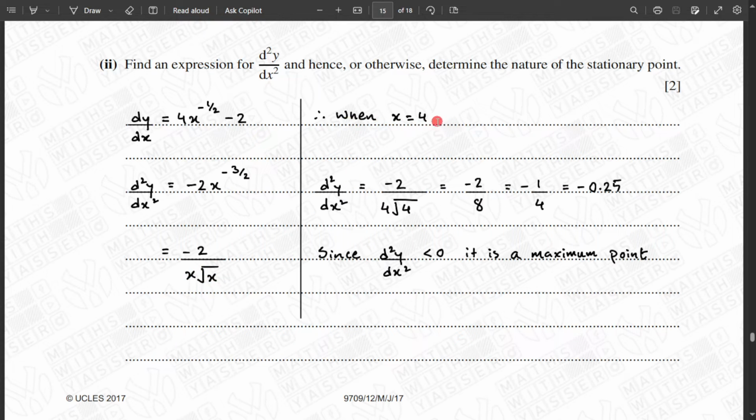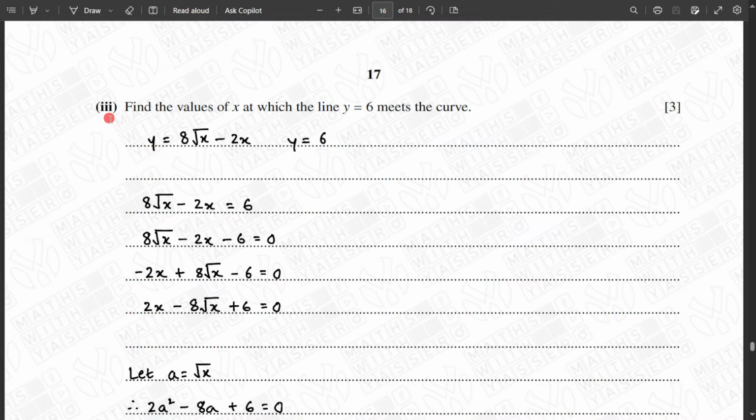So when x is equal to 4, the second derivative should be minus 2 over 4 times root 4. So which is equal to minus 2 over 4 times 2, which is 8. Or we can say this is minus 1 over 4. That will give us minus 0.25. Since the second derivative is less than 0, that means it's a maximum point.